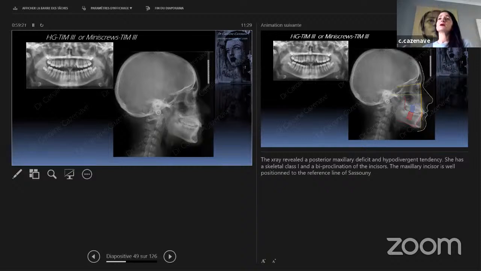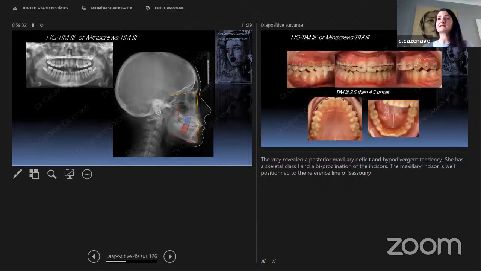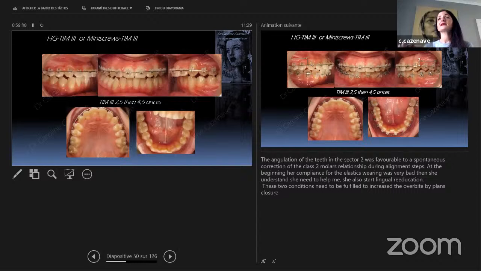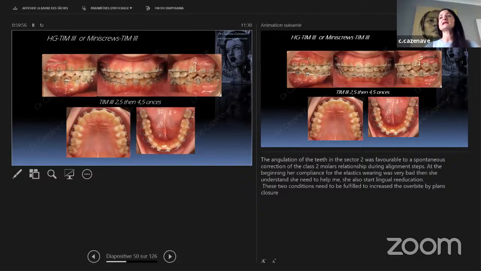The X-rays revealed a posterior maxillary deficit and hypodivergent tendency. She has a skeletal class 1 and biproclination of the incisors. The maxillary incisor is well positioned to the reference line of Sassouni. The angulation of the teeth in the sector 2 was favorable to a spontaneous correction of the class 2 molar relationship during alignment steps. And at the beginning, her compliance for the elastics wearing was very bad.